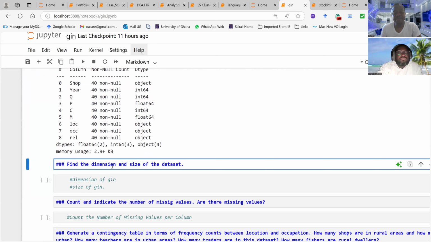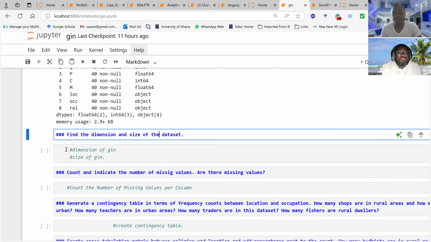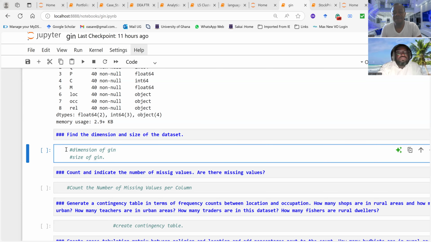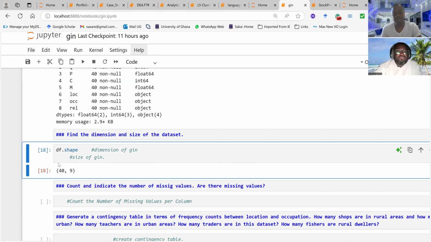Next one. You should find the dimensions and the size of your data. What is the dimension of the data? How do you find it? It's the total rows and then total columns. What command do you use to find the dimension? How will you write it? df.shape. Exactly. So you do df.shape, and that will give you the dimension. In this case, it tells you that you have 40 observations and then 9 variables.